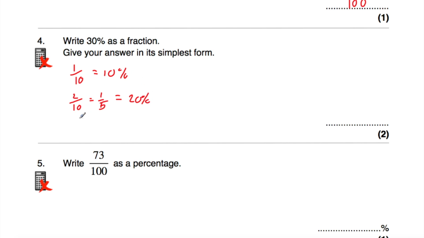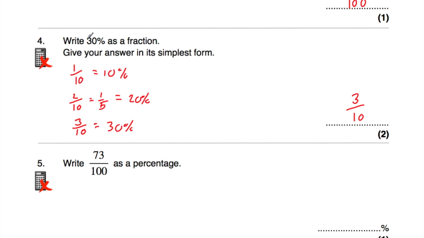And if you've got 30%, well, that's going to be 3 tenths. 3 tenths of 100 is equal to 30, so that'd be 30%. So 3 tenths is 30%. It's quite useful to know off by heart that 30% is equal to 3 tenths straight away. And that's it. So that's our answer in its simplest form.